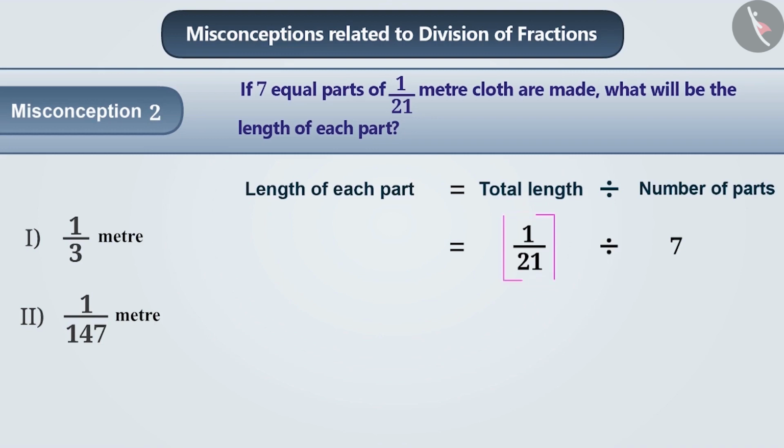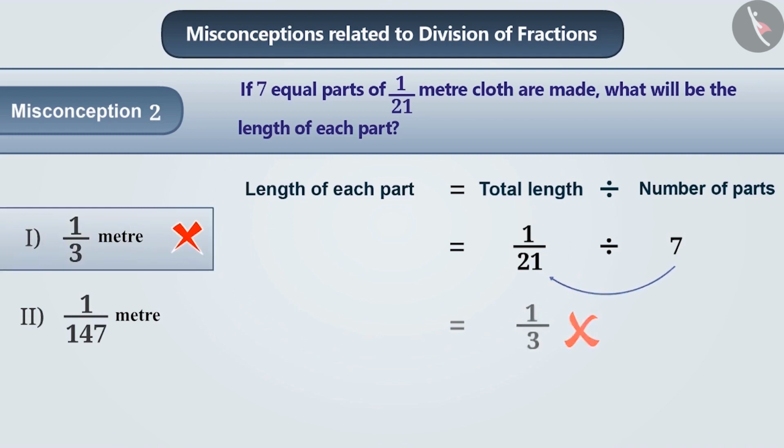While dividing a fraction by a whole number, children often tend to divide the denominator. For example, here the result obtained while dividing 1 by 21 by 7 is 1 by 3. This is the wrong answer. Hence, option 1 is incorrect.